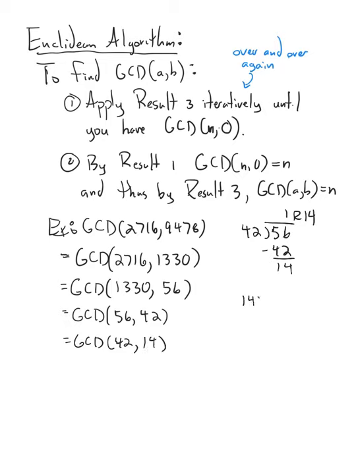So how many times does 14 go into 42? Well, it goes 3 times, with a remainder of 0, with no remainder. So this is the same thing as the greatest common divisor of 14 and 0, which is, of course, 14. So, after simplifying that problem a whole bunch, we get that the greatest common divisor of what we started with, 9,478 and 2,716, is 14. So that's how the Euclidean algorithm works.